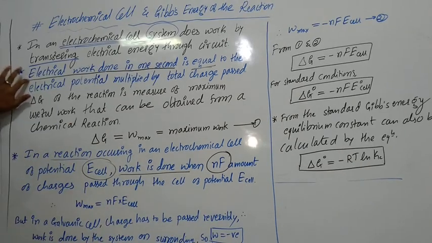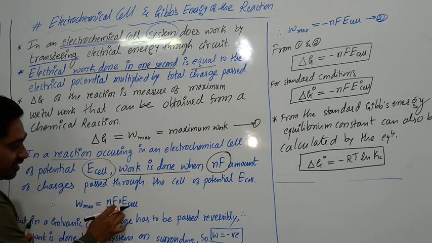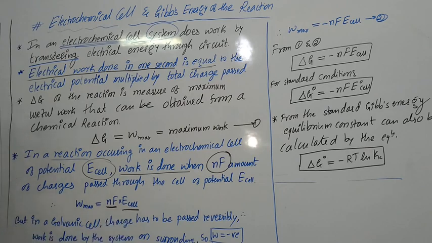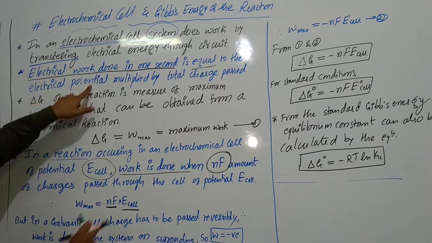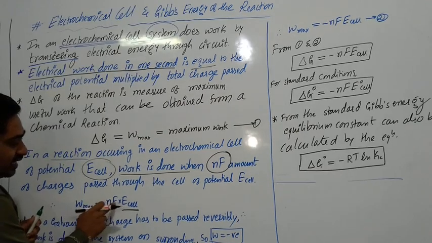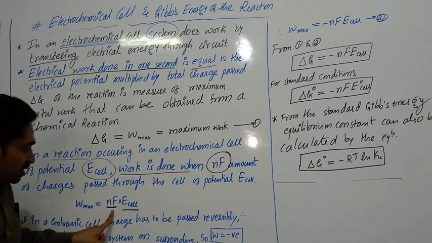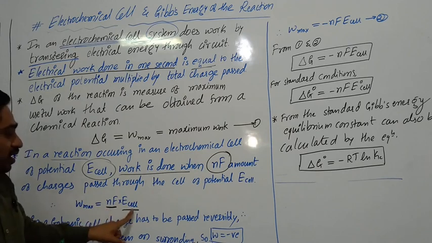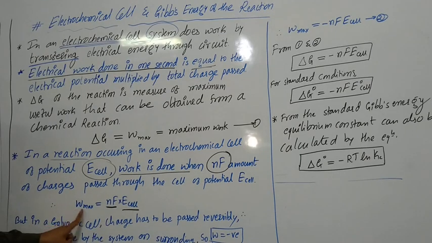According to this, the maximum amount of electrical work done is equal to amount of charges multiplied with electrical potential. So electrical work done is equal to the electrical potential E cell multiplied by total charges. Total charge is nF. F means Faraday. n is total number of electrons. So this much amount of charges passed through the cell having potential E cell. So maximum work is equal to nF E cell.